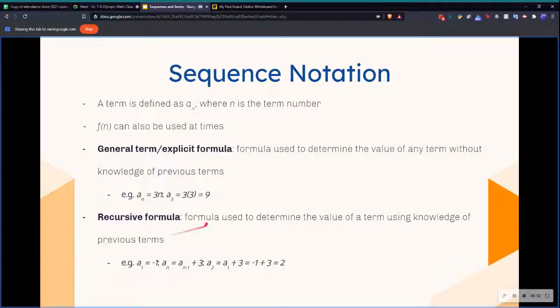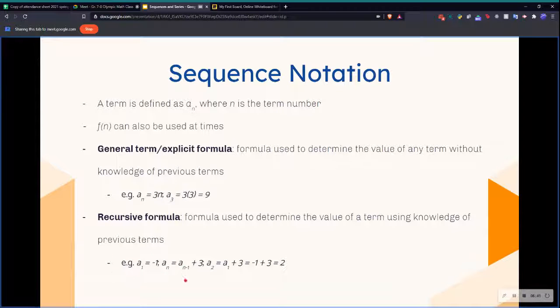Now let's look at the recursive formula. We did learn about recursion in the past week. Now we'll go into a little bit more detail. So what's the recursive formula? A recursive formula is basically a formula that's used to determine the value of a term using knowledge of previous terms. So what does this mean? Remember that in recursion, you had base cases, and then you have a recursive formula, a function that's defined by itself. Say you had f of 1 is equal to 1, and then f at n is equal to 2 times f at n minus 1 or something.